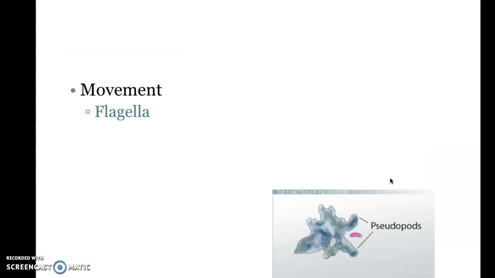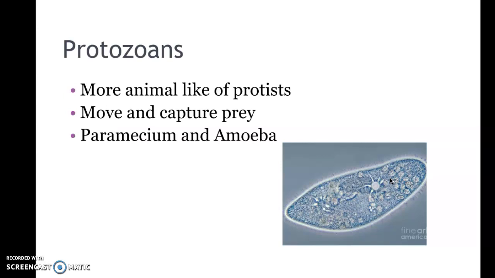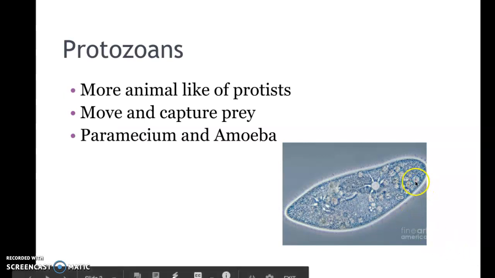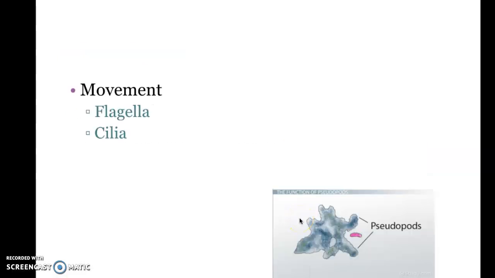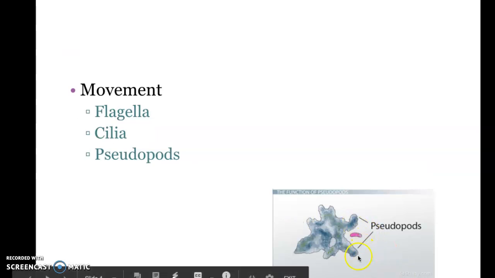Movement. How do some of these things move? They can move by flagella or they can move by cilia. Remember the difference? Your flagella is that long whip-like tail, and cilia is the multiple different short, they almost look like hairs. If you go back, you can see it on this paramecium. You can see what it looks like, the little cilia all around it. Just looks like little hairs. Or it can move by pseudopods, okay? As you can see, I put a picture here so you could know what pseudopods are.